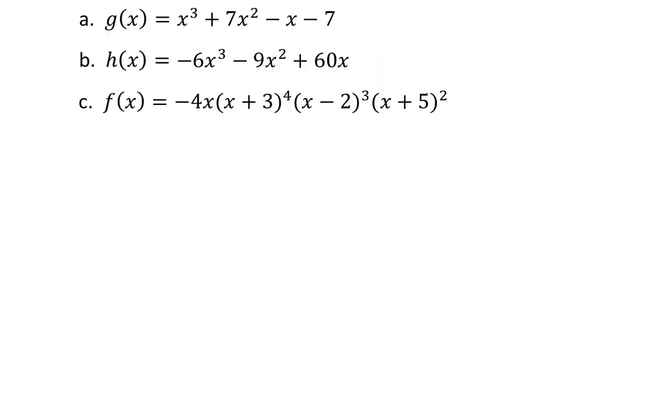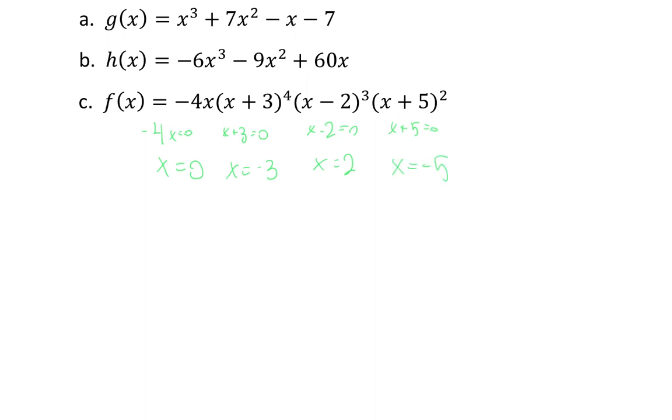So finally for part C, we have f of x equals minus 4x, x plus 3 to the 4th, x minus 2 to the 3rd, x plus 5 squared. So good news, we don't have to factor. Instead, to find our zeros, we just set each of these individually equal to 0. So we get x equals 0, x equals minus 3, x equals positive 2, and x equals minus 5.